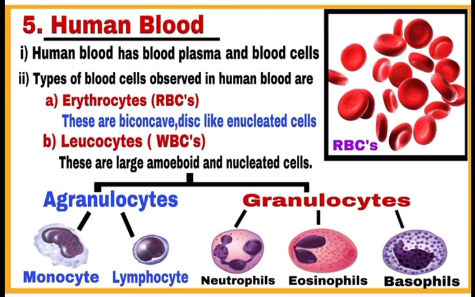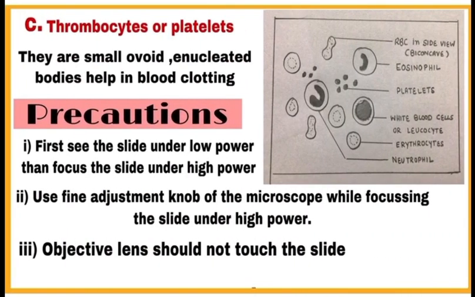They are large, amoeboid and nucleated cells, and they are of two types, agranulocytes and granulocytes, depending upon the absence or presence of granules respectively. Further, agranulocytes are of two types, monocytes and lymphocytes, while granulocytes are of three types, neutrophils, eosinophils and basophils. In all these you can see the nucleus is of different shape and size. C. Thrombocytes or platelets. They are small, ovoid, enucleated bodies which help in blood clotting. Draw all blood cells as shown in the picture after writing the features.